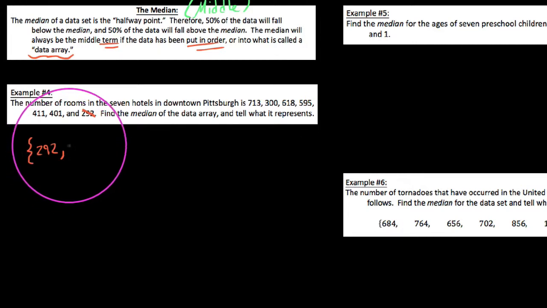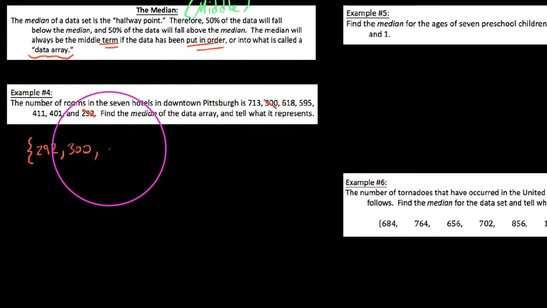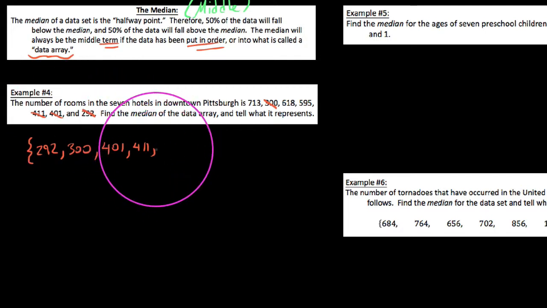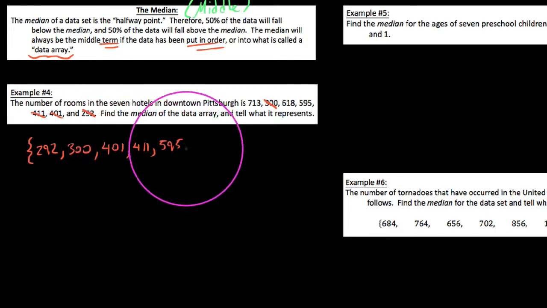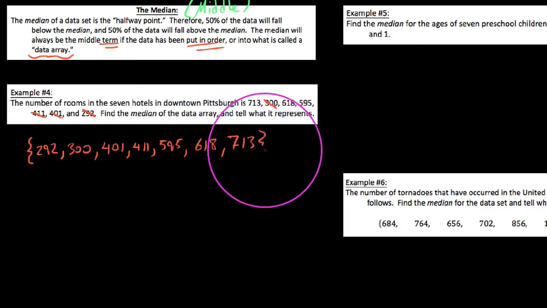292, next one up in line, looks like we have 300 here, 300. Next one is 401, followed by 411, so 401, 411. So those are out of the way here. We have next 595, 618, and lastly 713. So here's our data set in order.